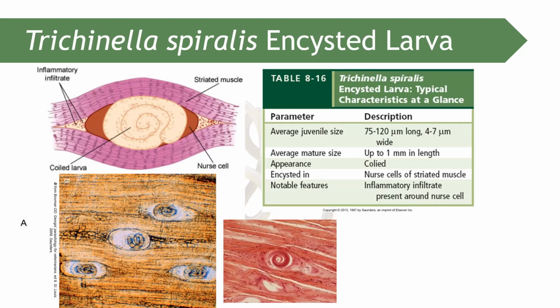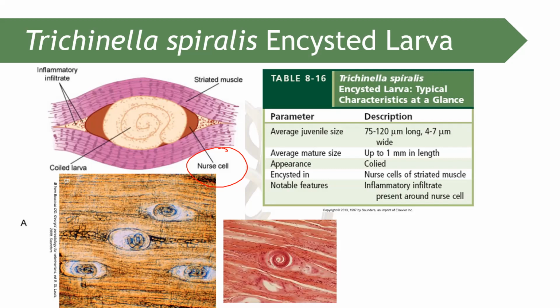Now, in the striated muscle, there is what we call the nurse cell. And this nurse cell, allow me to write, this nurse cell will help to nurture the maturation of the larval stage of Trichinella spiralis. Okay, and this is the coiled larva of your Trichinella spiralis, usually found again in striated muscles.